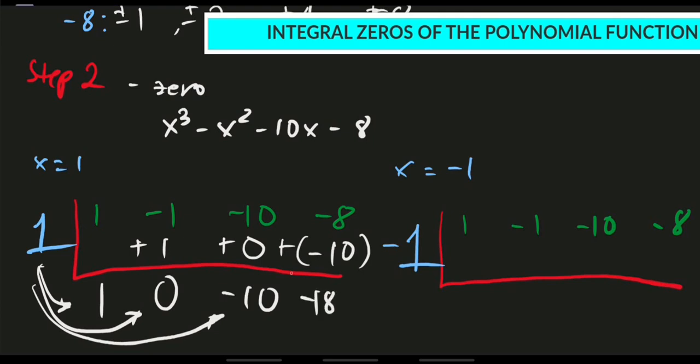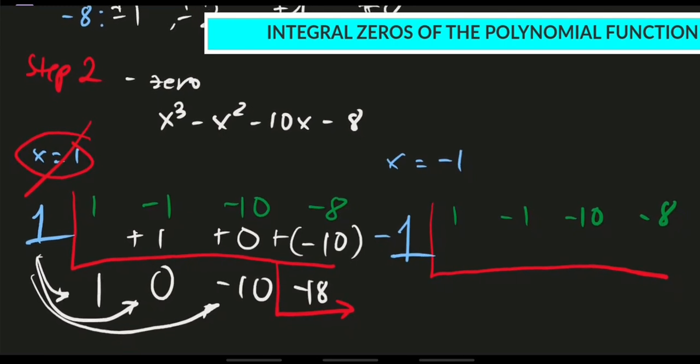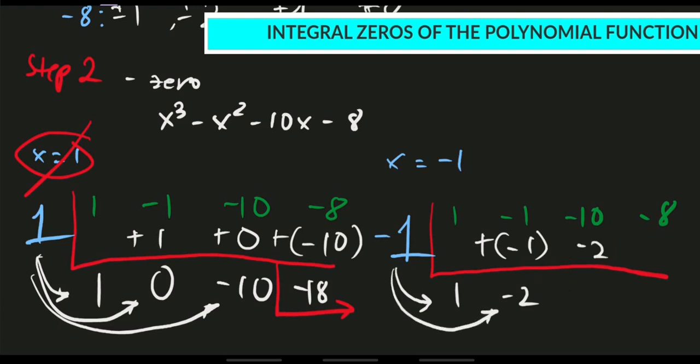Since the remainder for this given problem is negative 18, that means x equal to 1 is not a zero. Okay? Next, let's try to use x as negative 1. Same procedure. Let's bring down the first number, which is 1. 1 times negative 1 is negative 1. And then add. Negative 1 plus 1 is negative 2. And then multiply it again. Negative 1 times negative 2 is positive 2. Right? Negative times negative is positive, and then add. Negative 10 plus positive 2 is equal to negative 8.